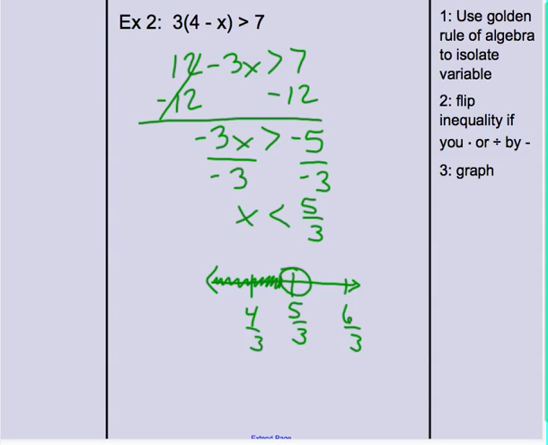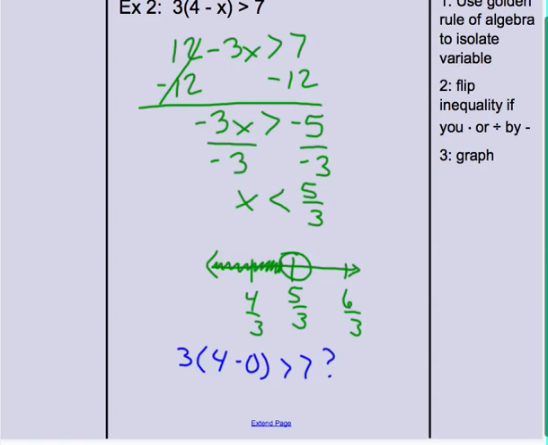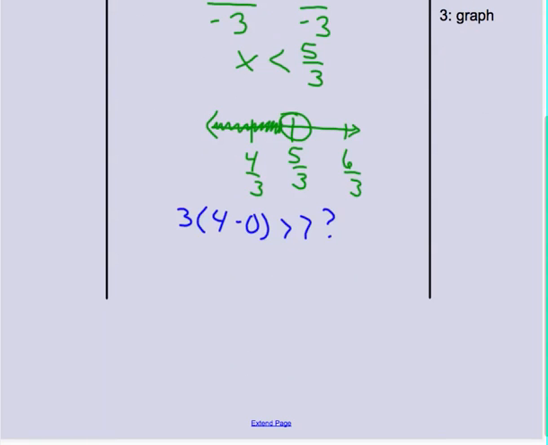So on this one, in order to test, if you wanted to, I wouldn't pick 4/3. I'd pick a number that I know is smaller than 5/3, and that's 0. And what we should actually be doing is testing it in the original inequality to make sure we solved it right. And then we ask ourselves, is this true? So when I use order of operations, 4 minus 0 is 4. 3 times 4 is 12. Is 12 greater than 7? Yes. So I got a solution that works.